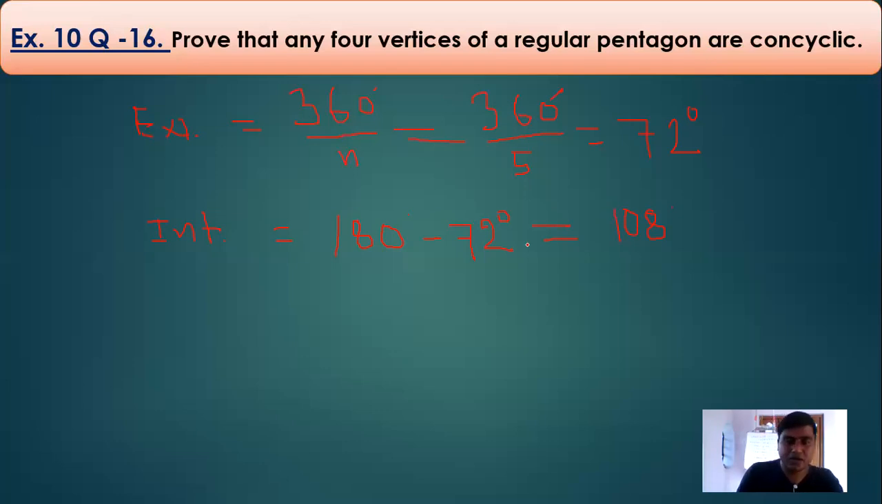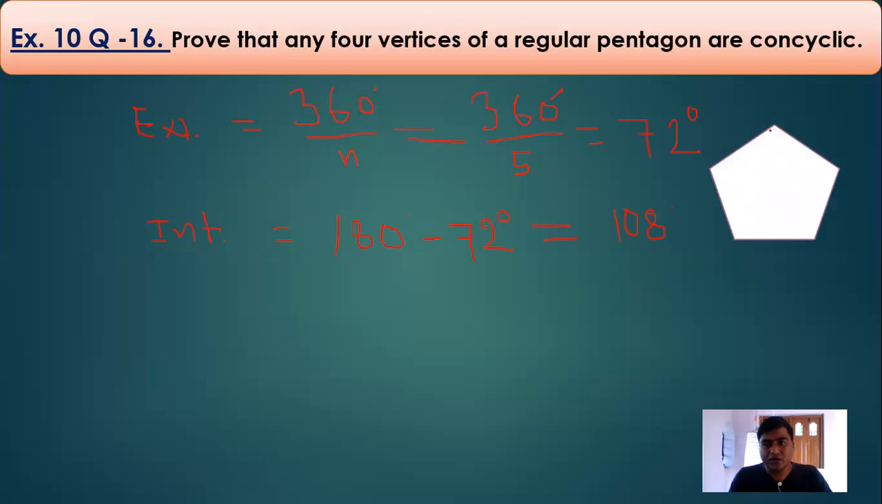So we draw a regular pentagon. This is a regular pentagon with angles 108 degree, 108, 108, 108, and 108. And A, B, C, D, E is a regular pentagon.